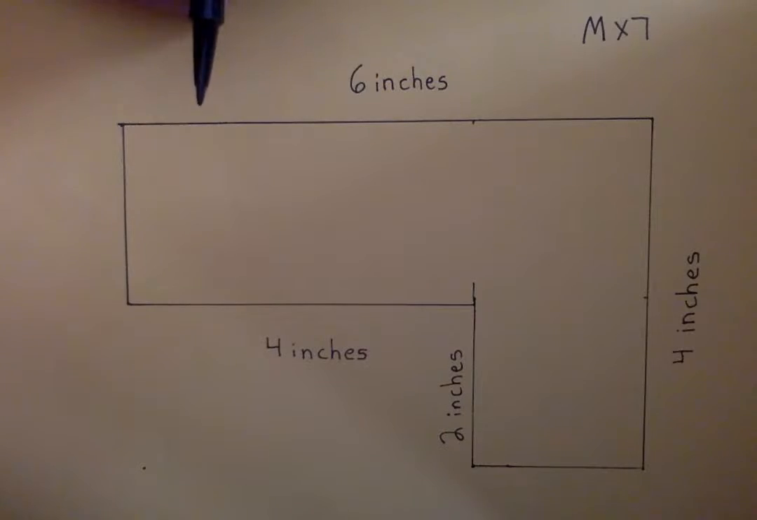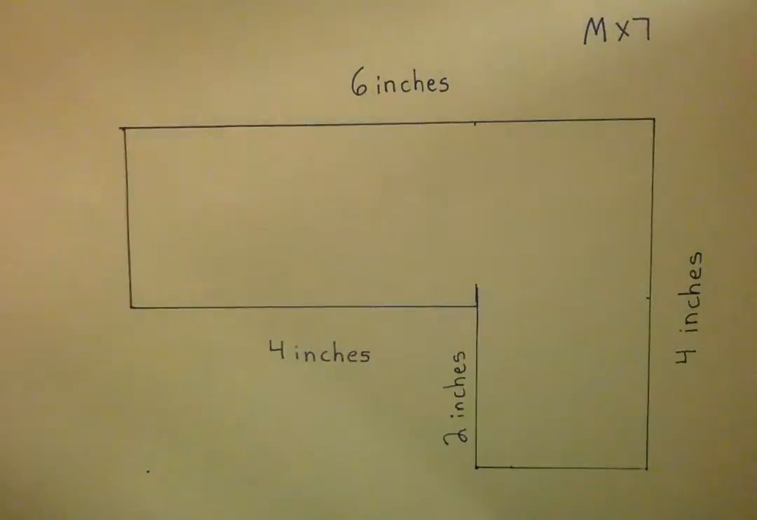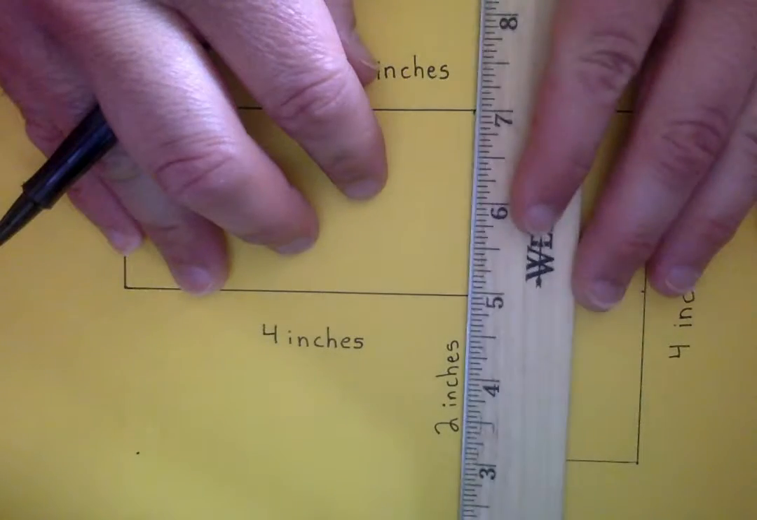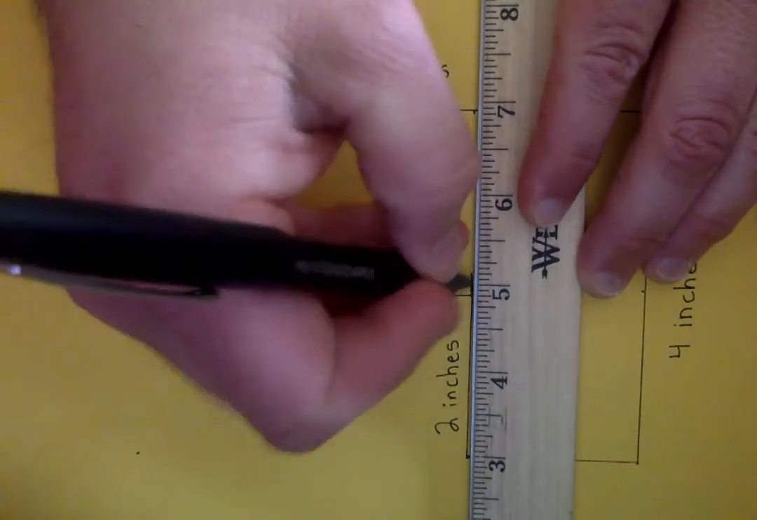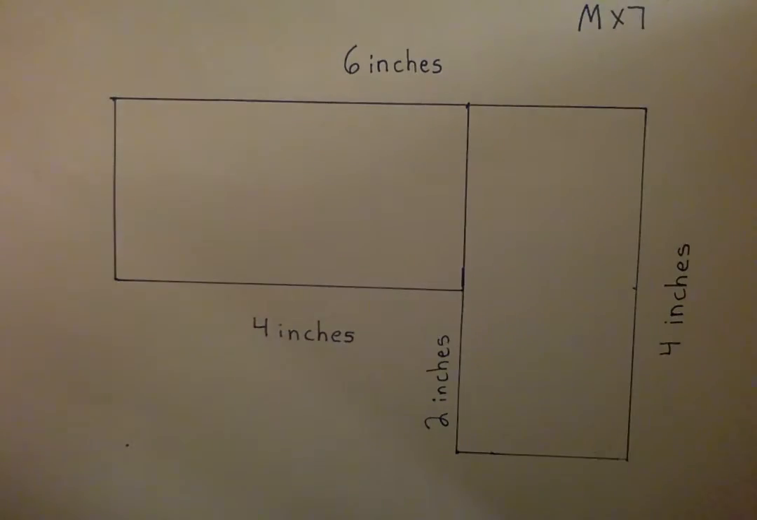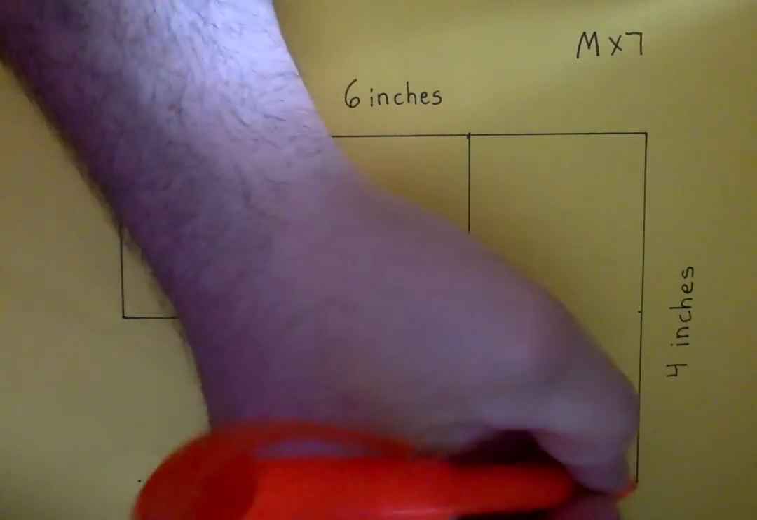So I'm just going to split this. I'm going to get my ruler, and I'm going to split it right here, right down the middle. And now I have two shapes. Now, to help me see what I'm doing, I'm actually going to shade each shape its own color.